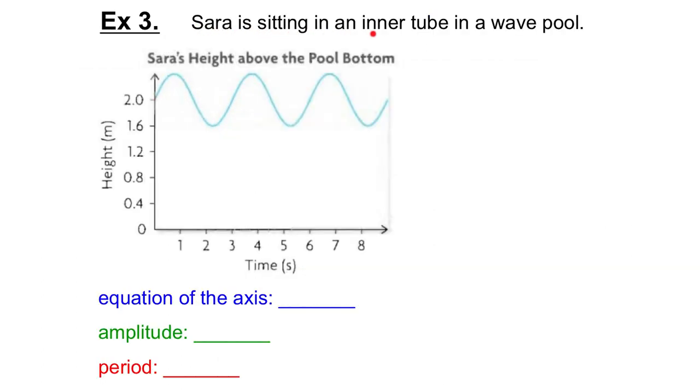Sarah is sitting in an inner tube in a wave pool. Her height against time is graphed here. Height above the pool bottom, I should say. So we can see she starts 2 meters above the pool's bottom. Her height goes up, then it goes down, then it goes up, then it goes down. This makes sense because she's riding the wave. Pause the video and find these values: the equation of the axis, the amplitude, and the period.